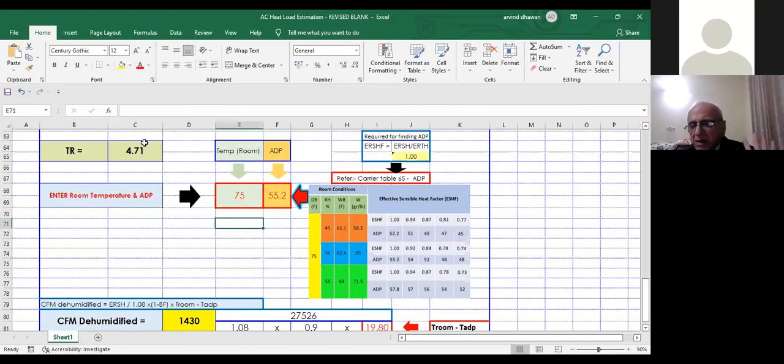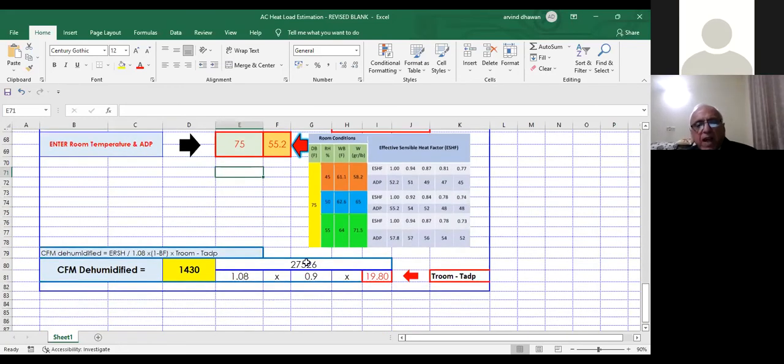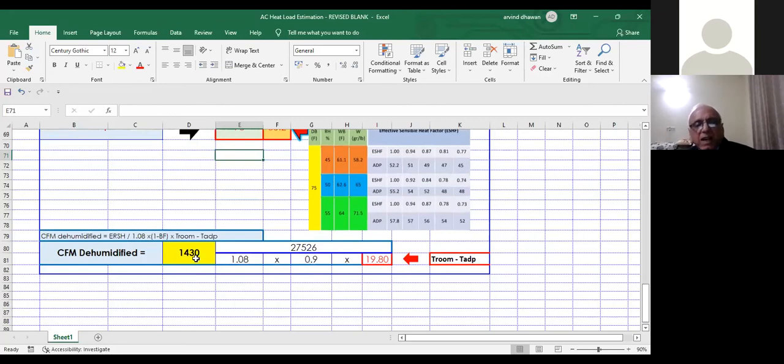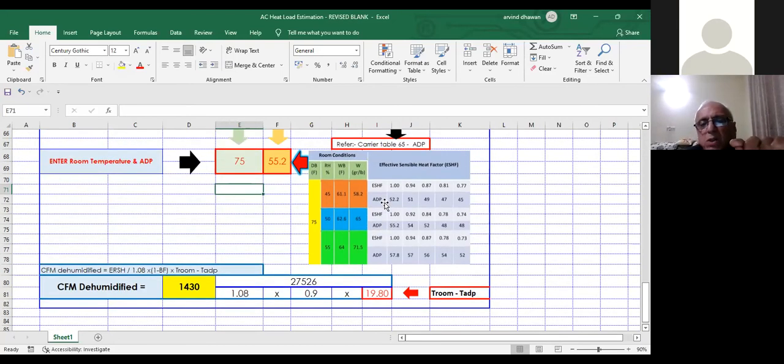So the tonnage has been done, nothing to do. But to get the CFM dehumidified, because what will be the capacity of the AHU? The blower capacity, right? To determine the blower capacity, you have to find the CFM dehumidified, for which the factors come automatically. You go to the factor, put the apparatus dew point, and you find the CFM. It will come automatically. You have to do nothing. So the only part which you have to do is to locate the ADP, which depends on this factor, and this factor comes automatically. So you get the CFM.